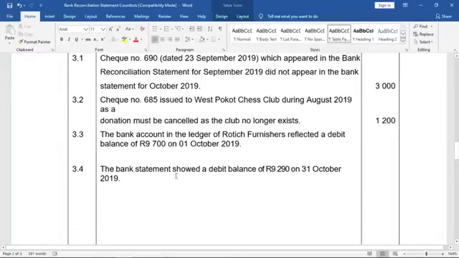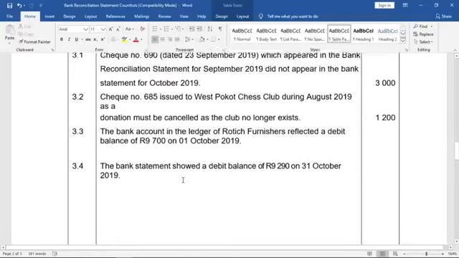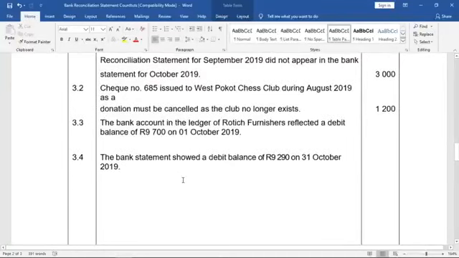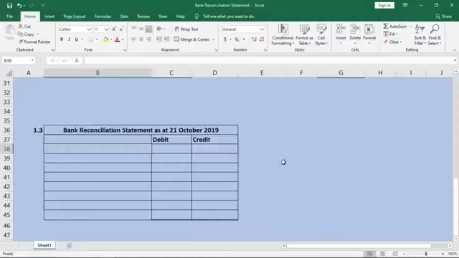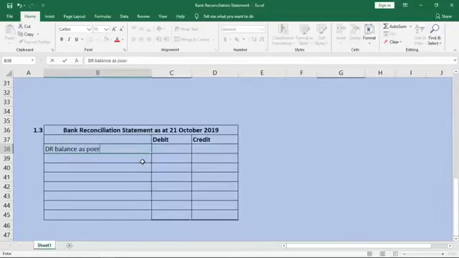So we are told here that the bank statement showed a debit balance of 9,290 on the 31st of October 2019. So if it's a debit balance, it means we're on bank overdraft, obviously, because the bank records us in the opposite way that we record ourselves. So this one's a debit balance, which means it's negative. So the bank statement showed a debit balance of 9,290. So you look for that one and you start with that one in the bank reconciliation statement. Since it's a debit balance, we're going to write there debit balance as per bank statement.